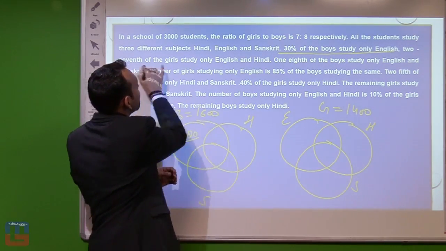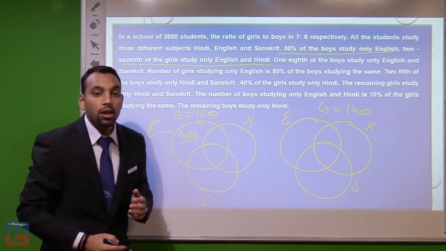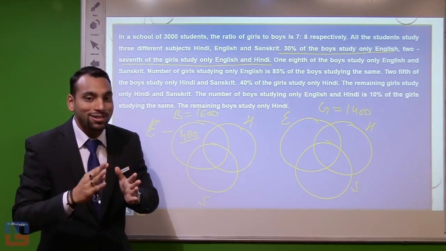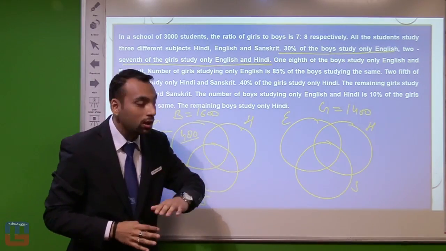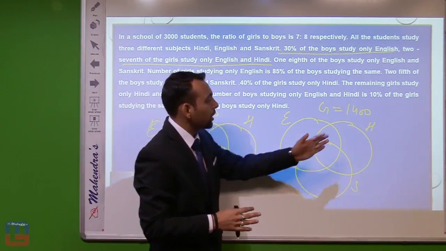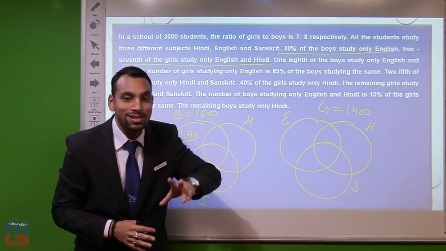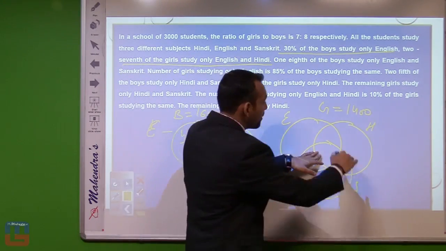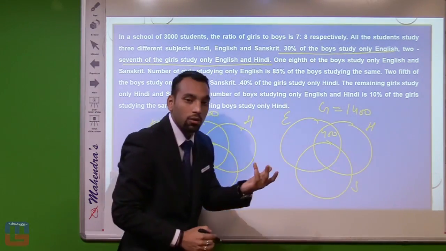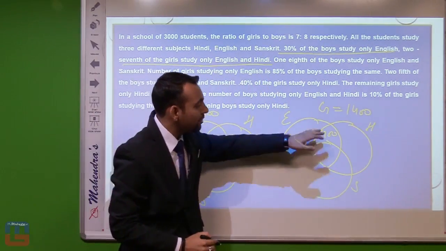2/7 of the girls study only English and Hindi. We are talking about the girls. 2/7 of the girls, which is 400, study only English and Hindi, which means this portion is 400, right? Because this portion is English and Hindi.